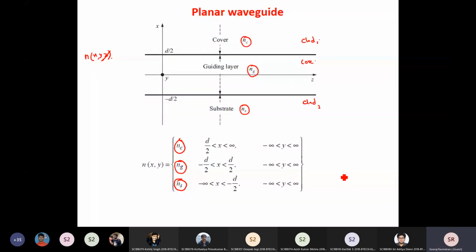All right. So you have a planar waveguide like this. Now in this case, the cover refractive index and the substrate refractive index are different. That means the guiding layer is sandwiched between two cladding layers, but each of these cladding layers has a different refractive index. So if the top refractive index is different from the bottom refractive index, these kinds of waveguides are called asymmetric waveguides.